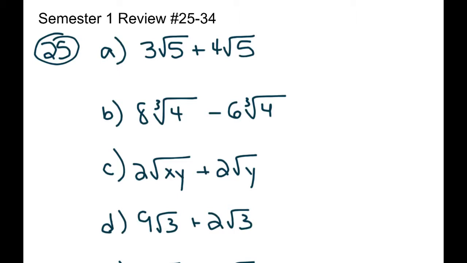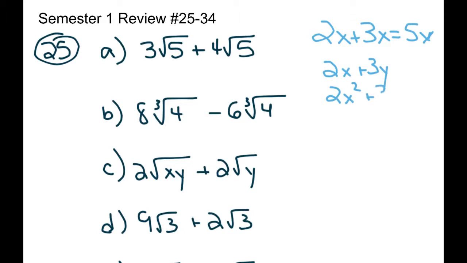To start, determine if the expressions contain like radicals. When adding and subtracting expressions with radicals, the radicals are kind of like terms. You know, like if you add 2x plus 3x, you get 5x. But if I ask you to do 2x plus 3y, you can't add them because they're not like terms. Or 2x squared plus 3x. They might both have x's, but they don't have x's to the same power. So we can't combine them.